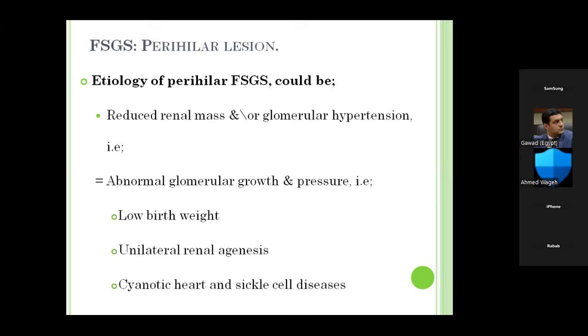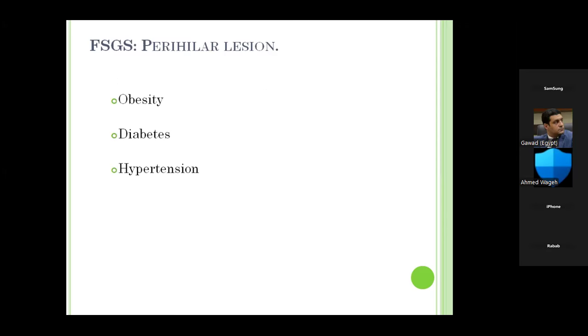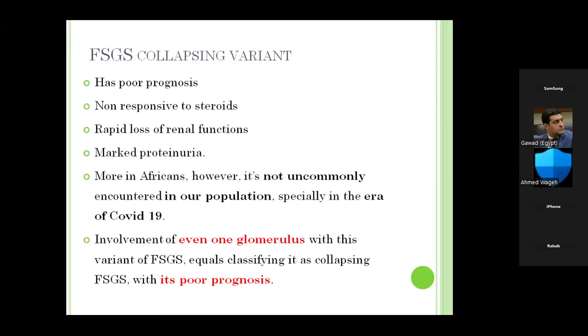The secondary focal segmental glomerulosclerosis, which could be perihilar or any other morphologic pattern, could be secondary to what? So could be secondary to reduced renal mass as segmental nephrectomy or glomerular hypertension, which could be secondary to abnormal glomerular growth and pressure due to low birth weight, unilateral renal agenesis, or cyanotic heart and sickle cell diseases. Also could be secondary to obesity, diabetes, and hypertension. All of these are causes of glomerular hyperfiltration and glomerular hypertrophy later on.